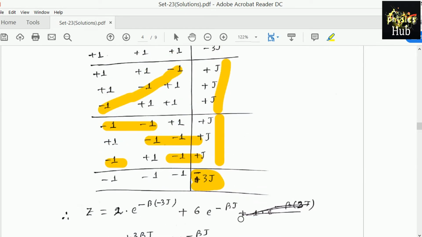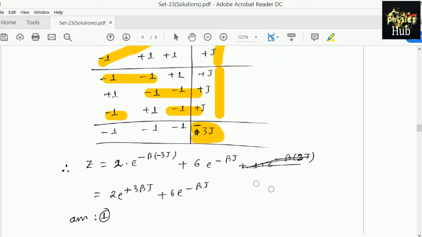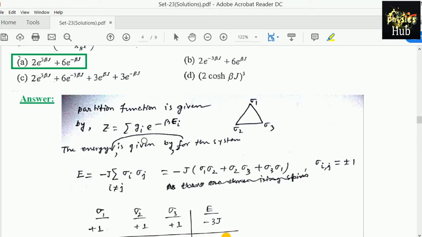Therefore, we see that the number of macrostates is 1, 2, 3, but the number of microstates is 8. Therefore, Z equals sum of g, where g means degeneracy.